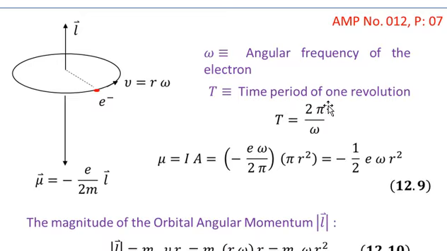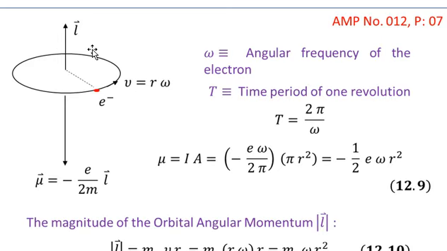Capital T is the time period for one oscillation, and T is equal to 2 pi over omega. In the figure you can see the electron shown as a red dot and the center of the nucleus, with the orbital angular momentum vector L shown perpendicular to the loop. The electron is moving with velocity v equal to r omega, revolving in this current loop.